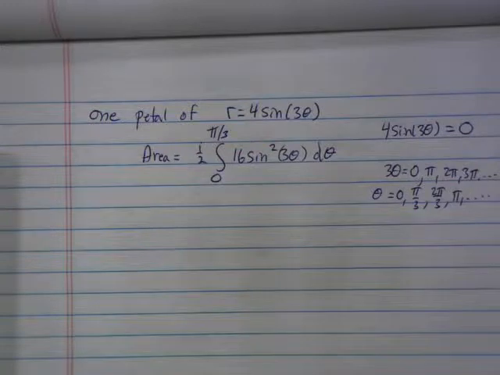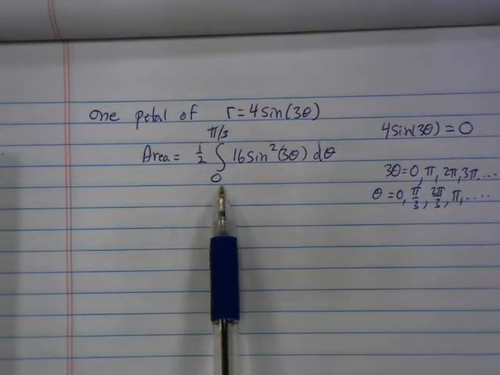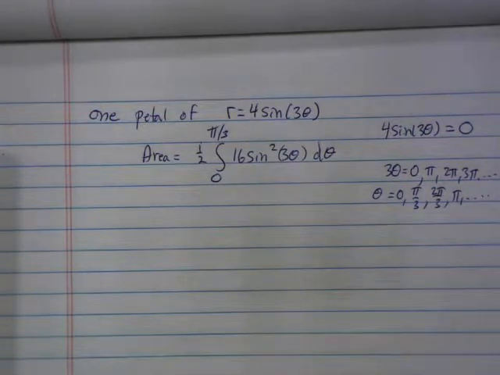Truth is, I could use any of those. I could use 0 to pi over 3, pi over 3 to 2 pi over 3, or pi over 3 to pi. But I really like using 0 when I can. Why do I really like using 0? Makes it real easy to plug in. I like plugging in 0.